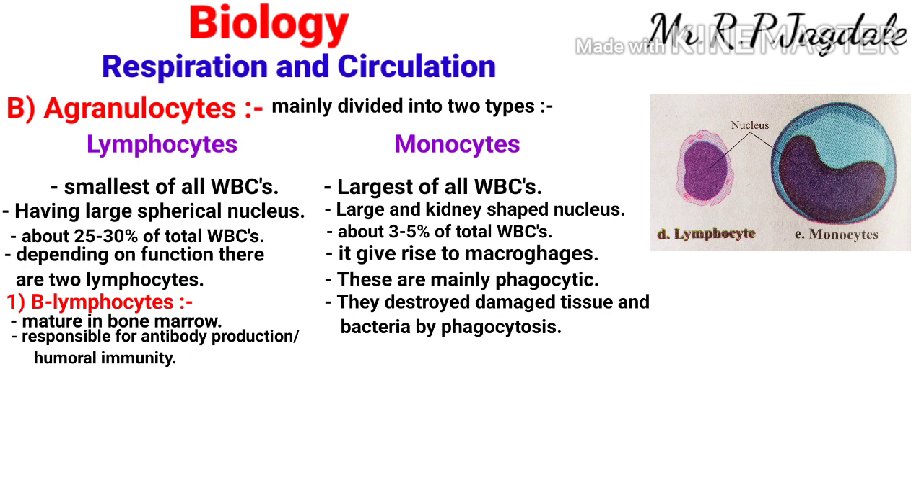So B lymphocytes are responsible for humoral immunity, or simply antibody production, and these B lymphocytes are highly specific to the antigen. That means a particular antibody only destroys the particular antigen and not others. For each antigen the antibody is different, so they are highly specific to each and every antigen.